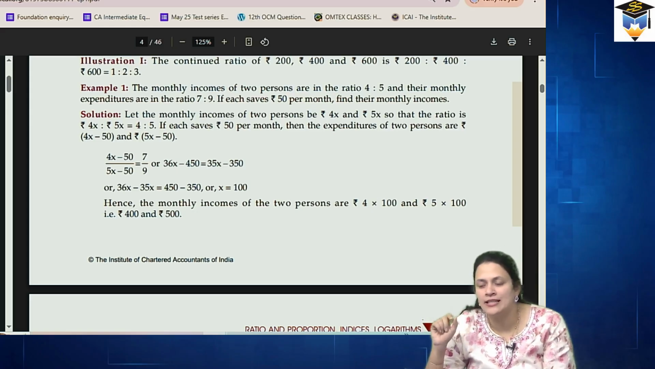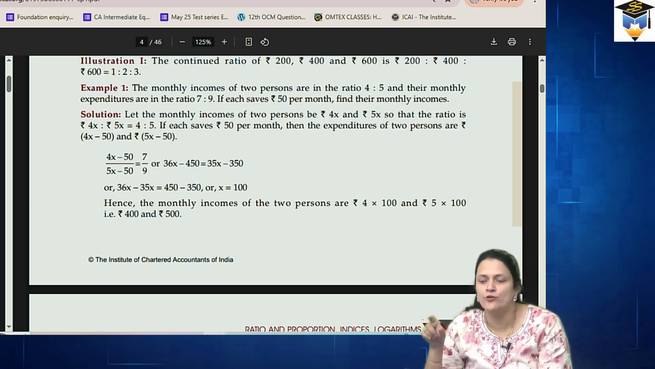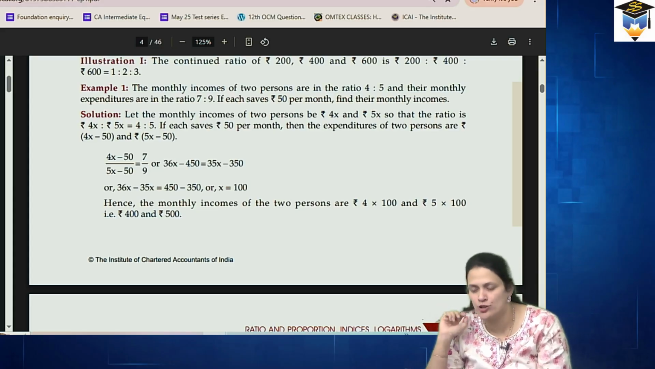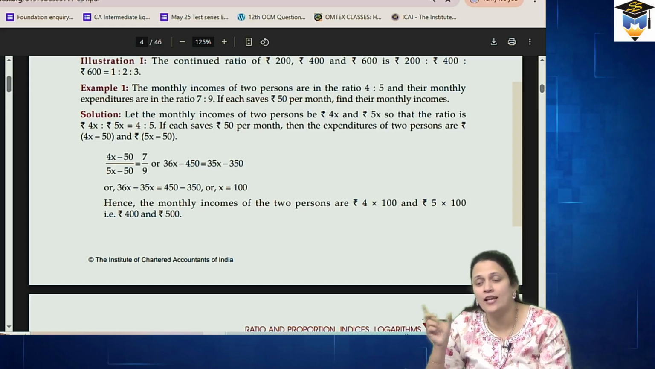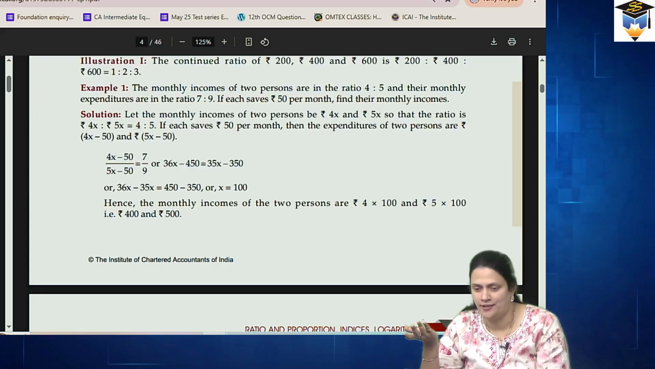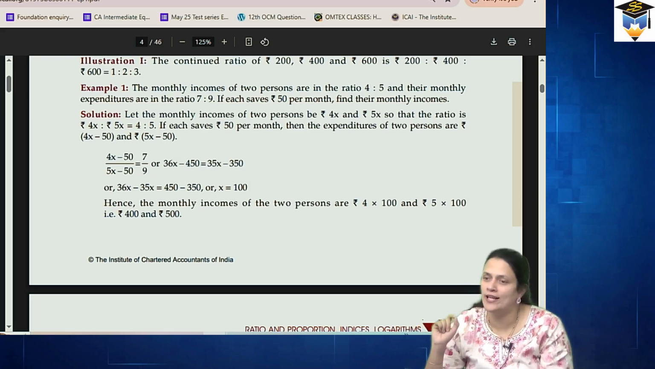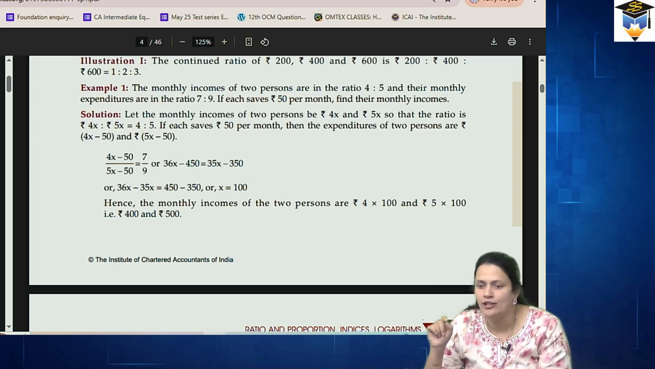They have given us the monthly incomes of two persons, so rupees 4x and rupees 5x. Why? Because the ratio is given to us. And the ratio comes out if each of them saves 50. Saves means what? Correct. So the expenditure of those two persons will be 4x minus 50 and 5x minus 50. That is given in the ratio 7/9. So cross multiply and solve like an equation.